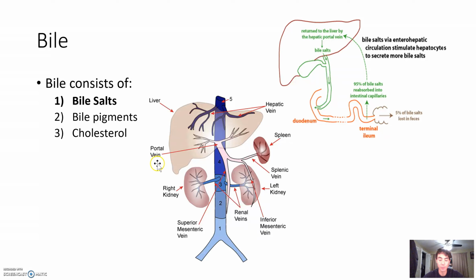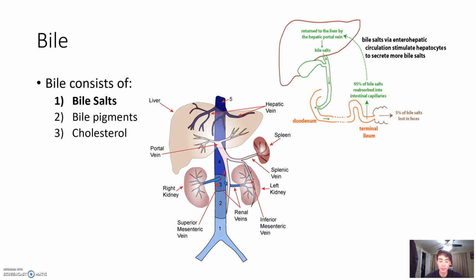Bile salts act similarly to dish soap. They help to make fats soluble during digestion, just like dish soap helps to remove all the food remains from your plate. Bile is secreted into the gallbladder via the hepatic ducts and it is concentrated there.